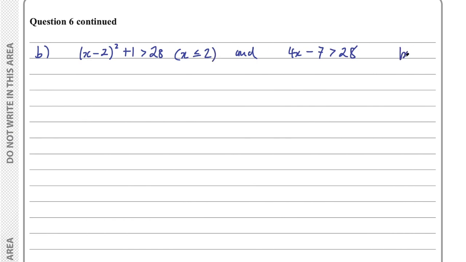And this one was when x was greater than 2. That's going to influence my final answers. Okay, solving this one algebraically, we have (x − 2) all squared greater than 27. And then taking the square root of both sides, I'll actually have two possibilities here.